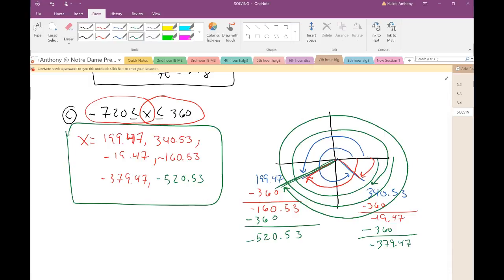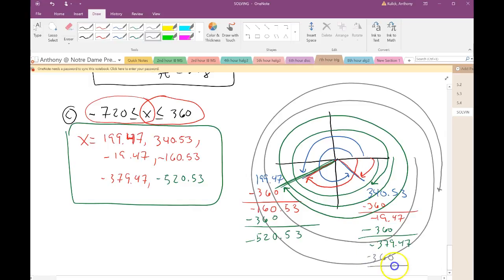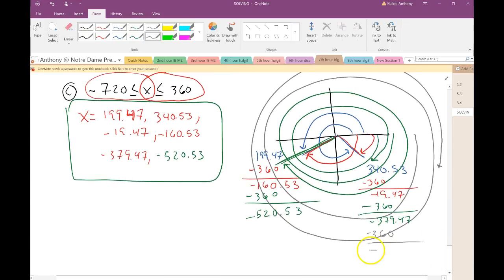And if I try to do another one, I would go around once, twice. That's already 720, and to go a little bit more is going to get me something too small, right? So if I subtract 360 again, I would get 739.47. And this is too small. It's negative 739.47. Is everybody happy on that?